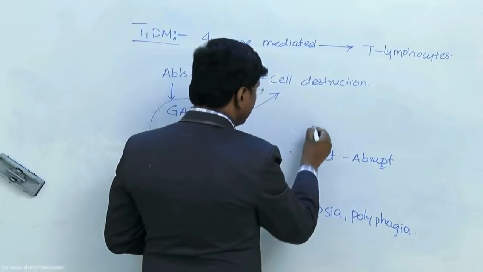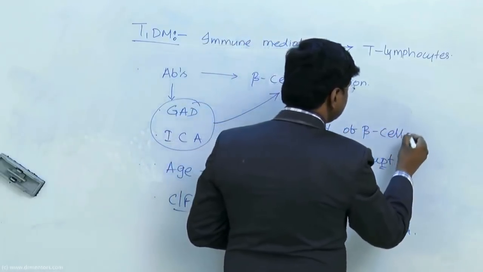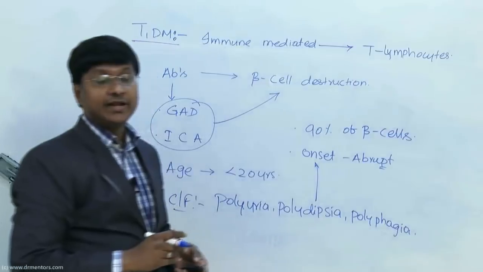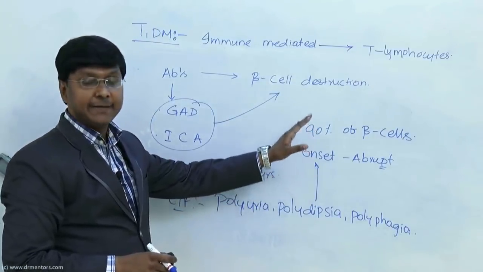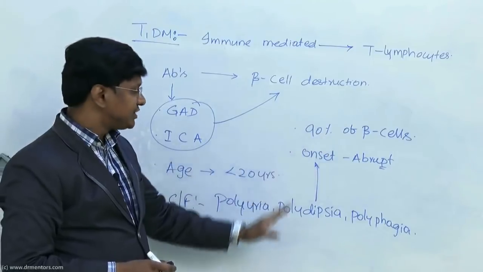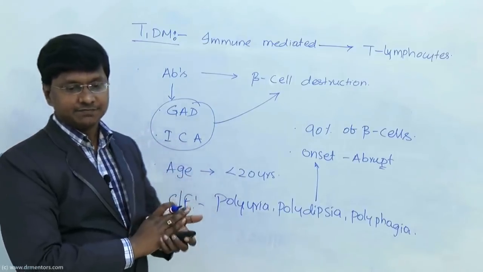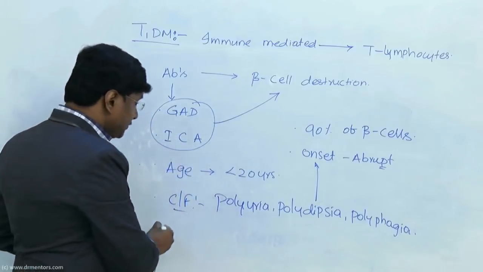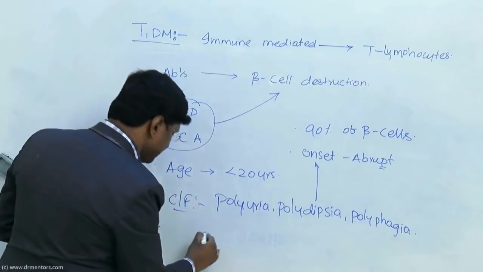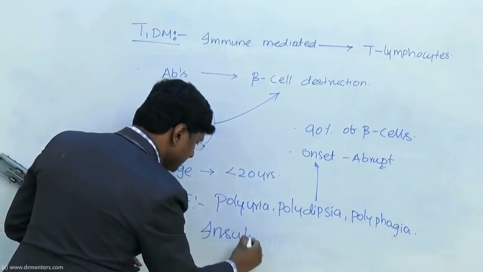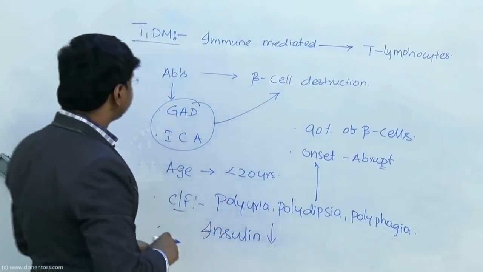That is, when nearly around 90% of the beta cells are destroyed, then there will be absolute insulin deficiency, due to which they will develop polyuria, polydipsia and polyphagia. So the clinical features are abrupt in onset. They will have absolute insulin deficiency. Why? The beta cells are completely destroyed.